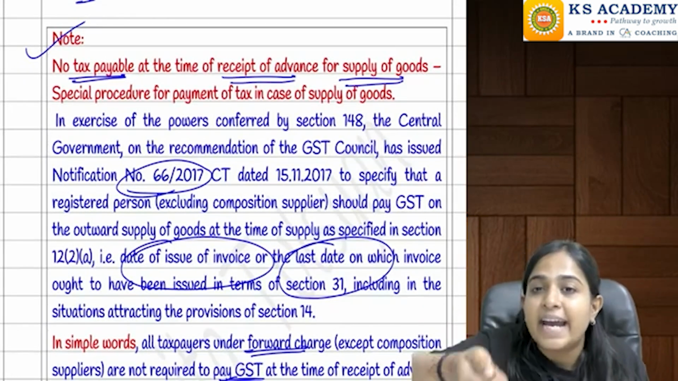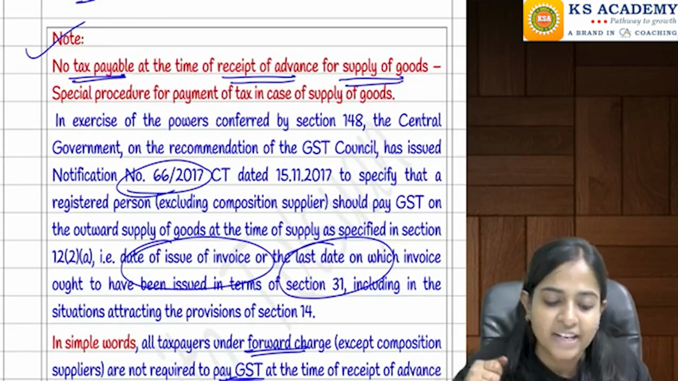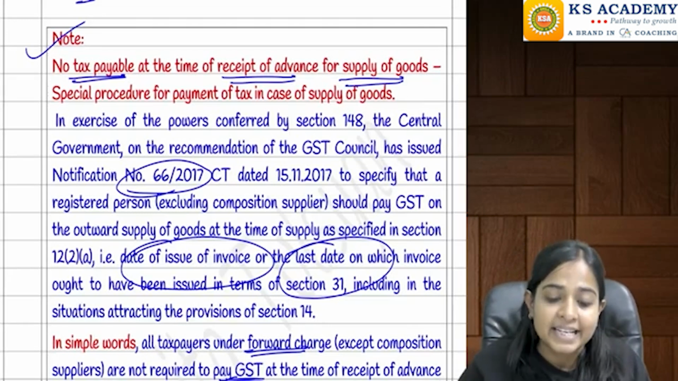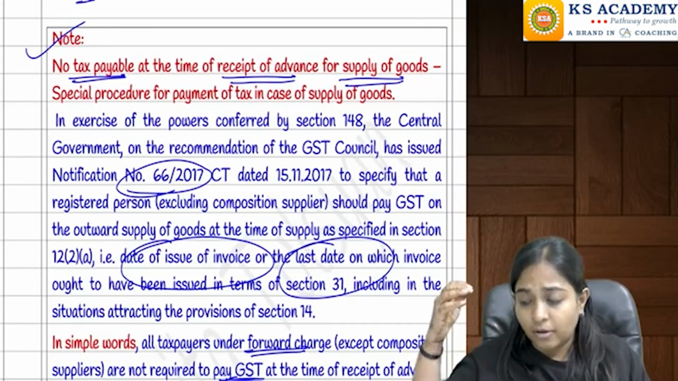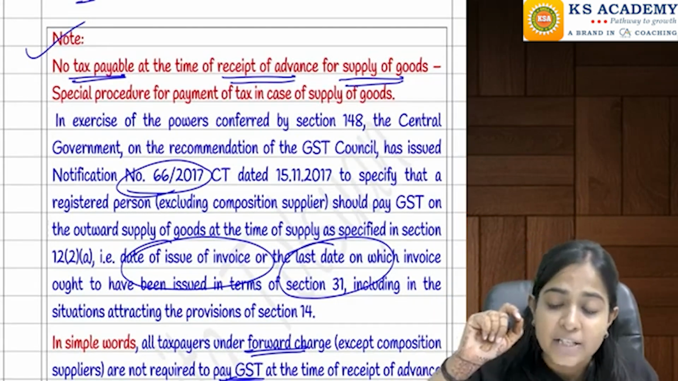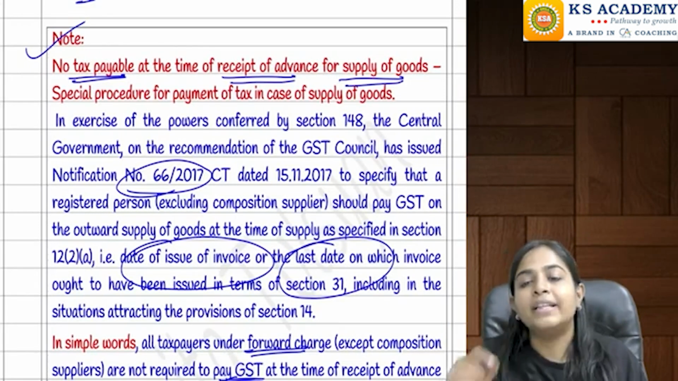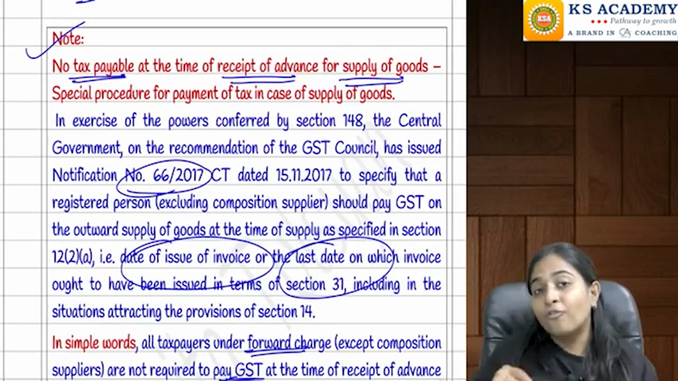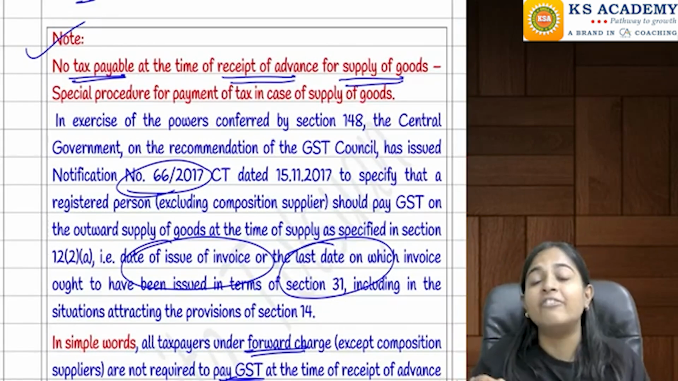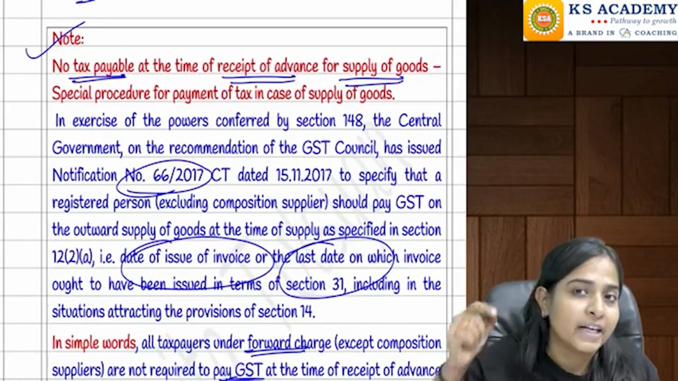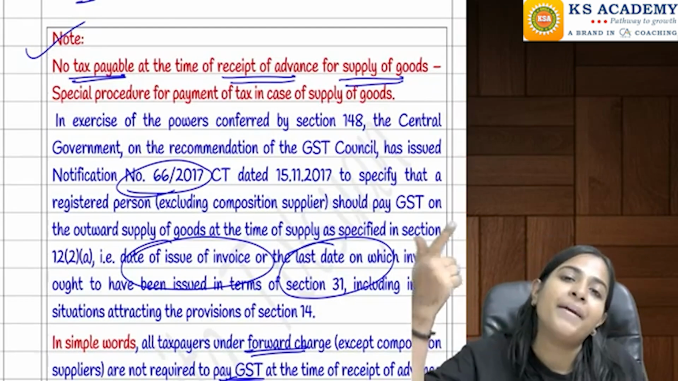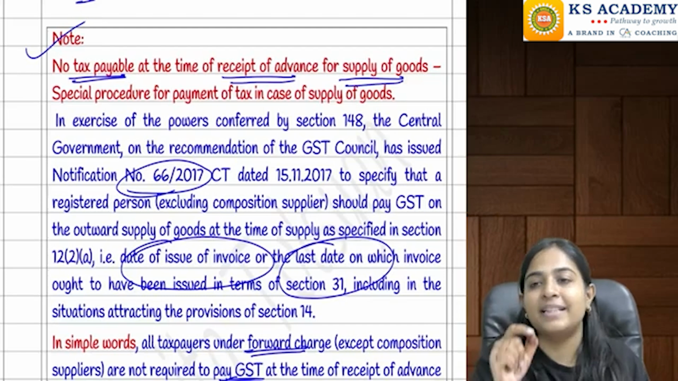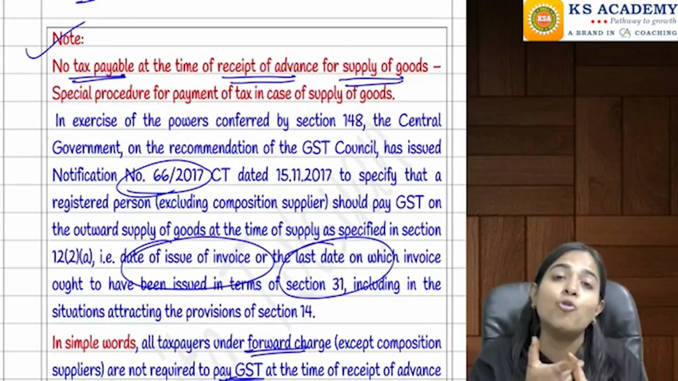if I've received any advance money from you, this was a very good benefit given. If I've received any advance money from you, then in case of goods, and that too in case of forward charge only, you need not pay the tax now. So you need not pay the tax on what? On advance payment received on supply of goods under forward charge. No need to pay the tax now. You can pay the tax later whenever the supply happens. Again I'm repeating, this is applicable only for goods, and that too under forward charge.